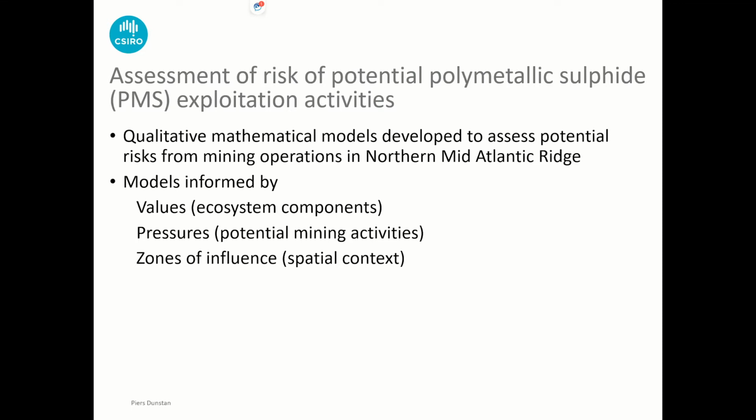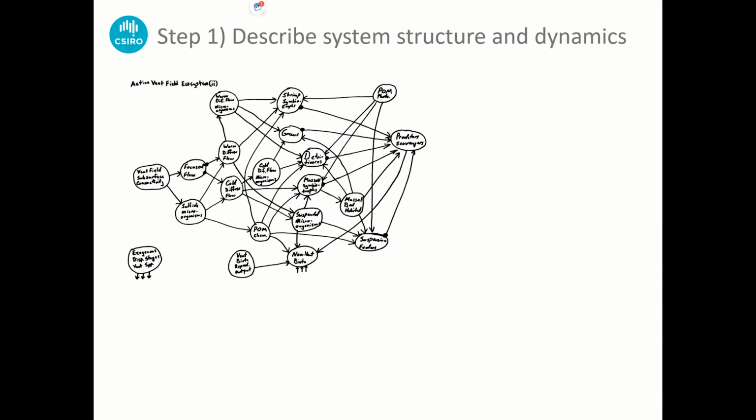So when we did the risk assessment for the polymetallic sulfides in the northern Mid-Atlantic Ridge, what we've done is really mapped out what we think are the values, the ecosystem components. We've mapped out the pressures, all the different potential mining activities and how they might interact with each other. And we've mapped out the zones of influence, the spatial context. This is the raw example of what the qualitative models actually look like.